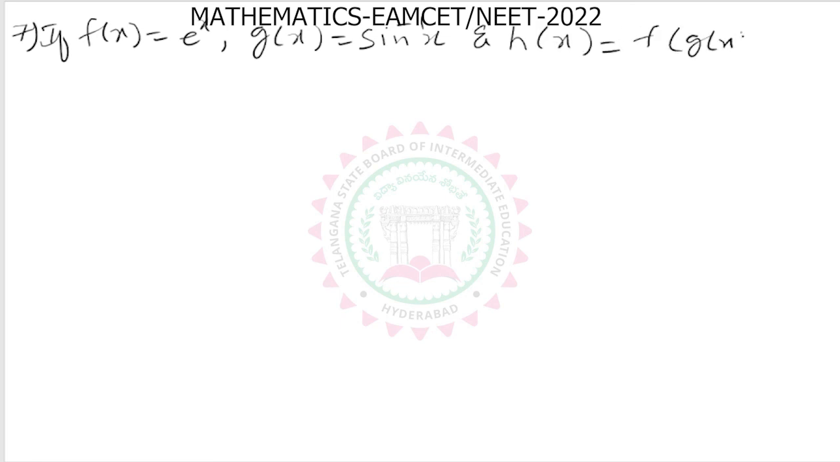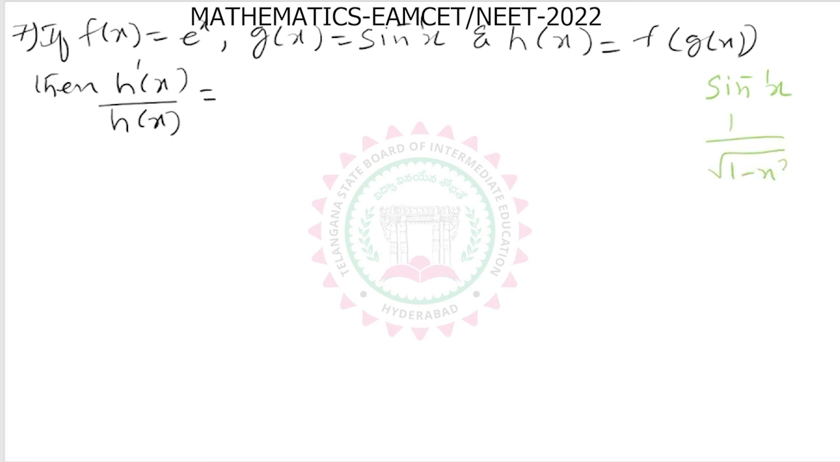Write down a question on composite function. If f of x is equal to e power of x, g of x is equal to sin inverse x, and h of x is equal to f of g of x. So this composite function, then he is asking the value of h dash x by h of x is equal to, the options are: first option is sin inverse x. Second option is 1 by root of 1 minus x square. Third option is 1 by 1 minus x square. Fourth option is e power of sin inverse x. Okay.